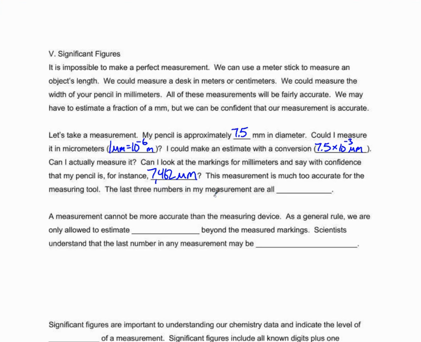The last 3 numbers in my measurement, these are all estimated. Because if you were looking at the meter stick like I was, so here's the surface of the meter stick, here is 7 millimeters, here is 8 millimeters. The pencil looked like it fell somewhere in here. So even this 0.5 is an estimate. It's an estimate because there's not a line for 0.5.